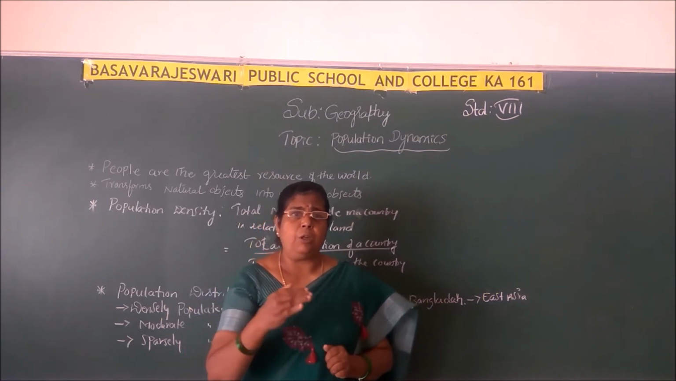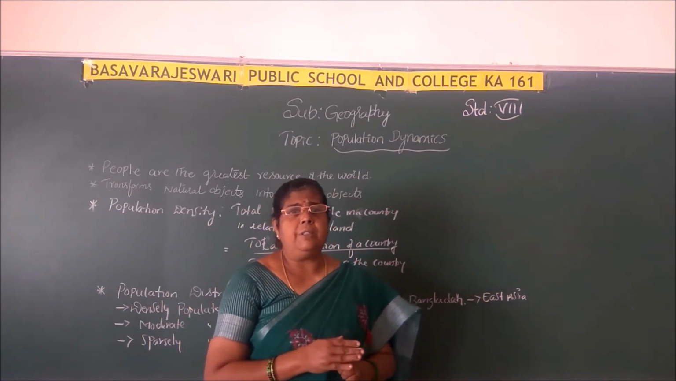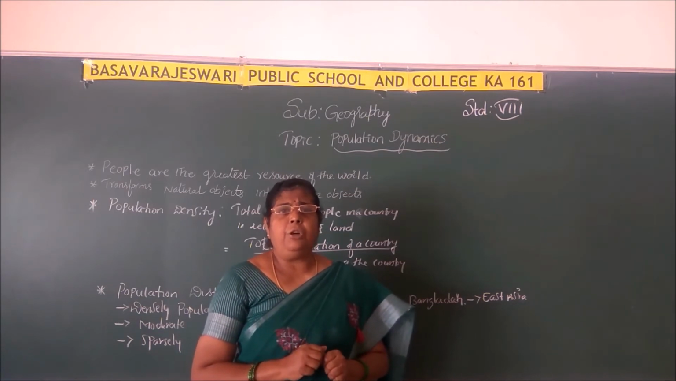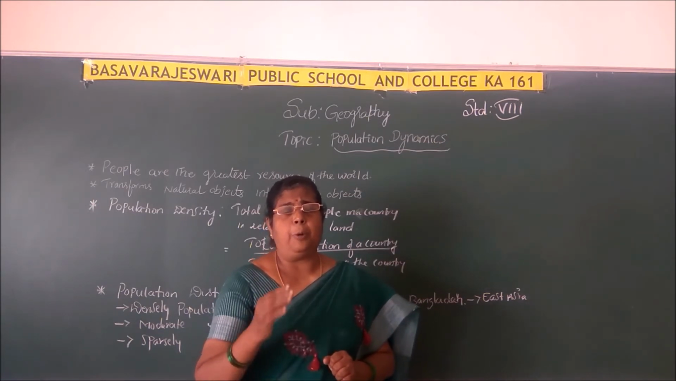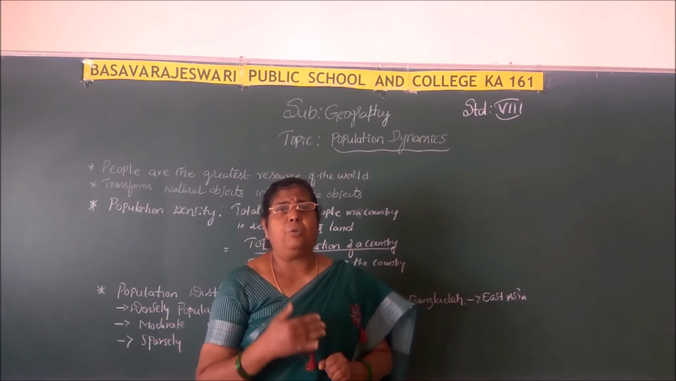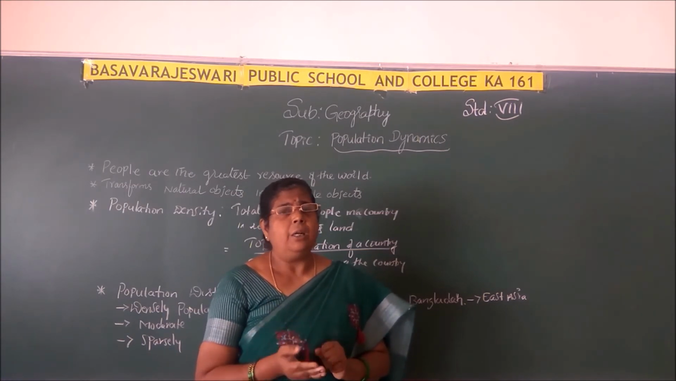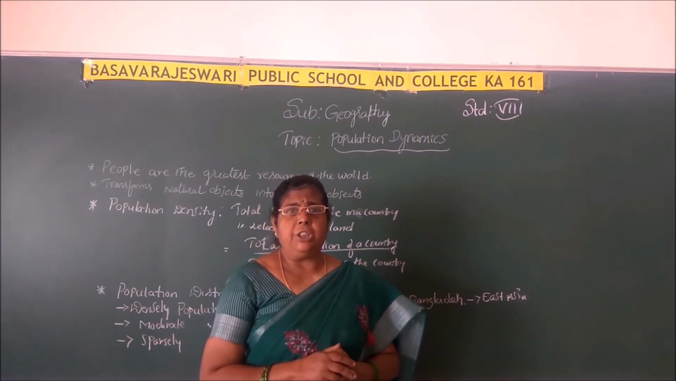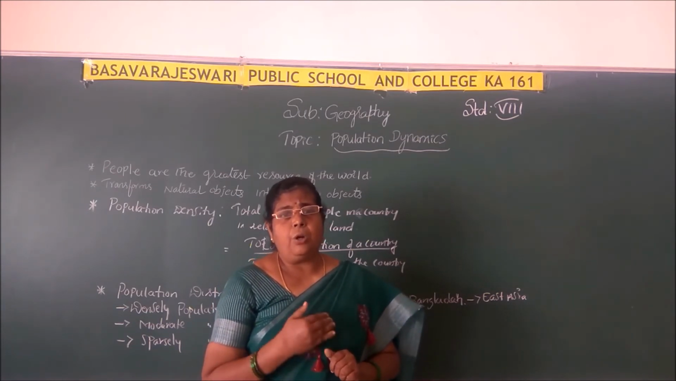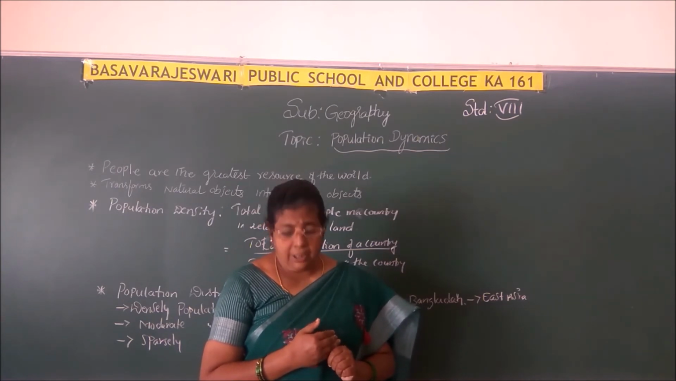Clear, children? So this 328 that I told you is according to the 2011 census. That means every 10 years the government of India takes the census, to see whether the population has increased or decreased. If it is decreased, what is the reason? If it is increased, what is the reason? What precautions are to be taken? These are all the steps taken by the government of India. So according to the 2011 census, 328 people live per square kilometer in India.